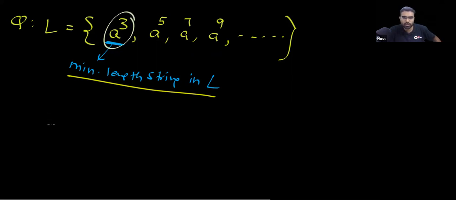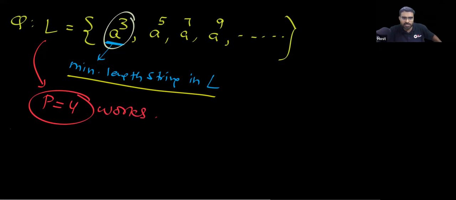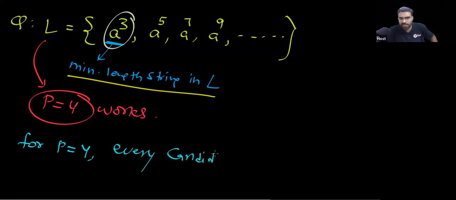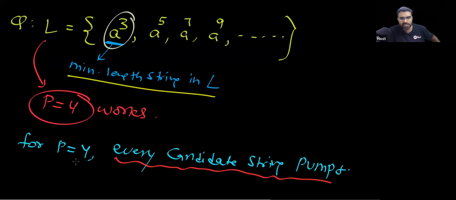So very simple, this is your example. Now in this example, I can say that P equal to 4 works. Means for P equal to 4, every candidate string pumps. Quite simple, and this is what we want. For P equal to 4, every candidate string pumps. That's it, this is what we want.